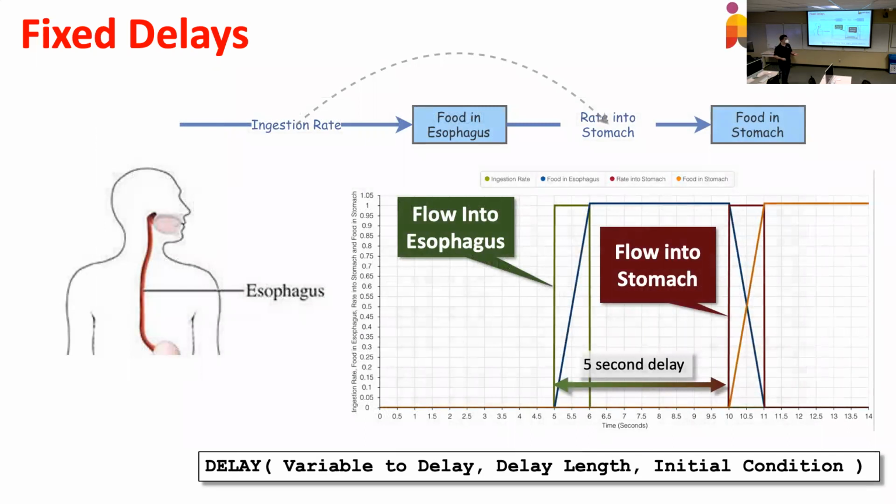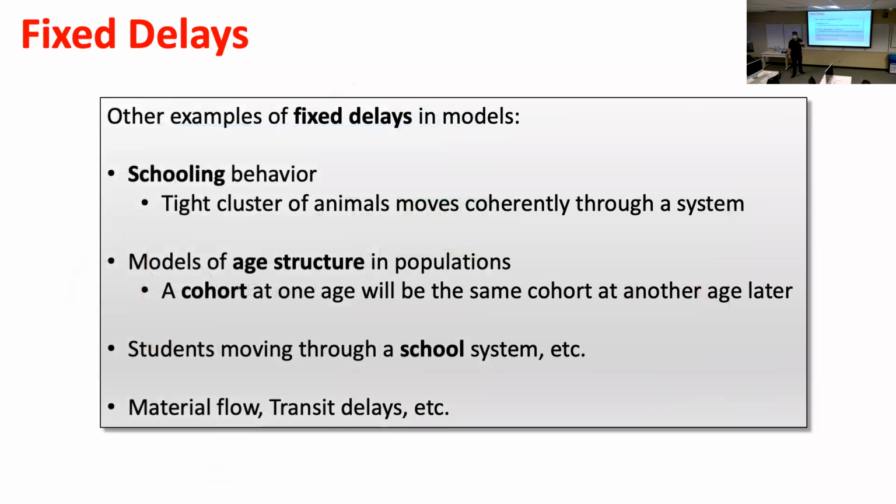Okay, so I've been doing this example with this kind of food and esophagus thing. It's not really a system that we might often model. So when do we use fixed delays? Yeah, sorry, do you have a question?